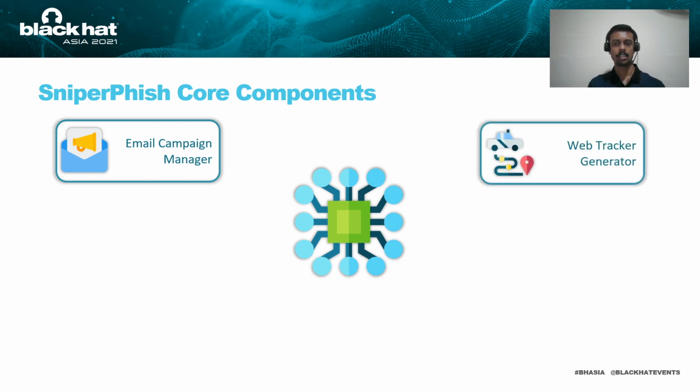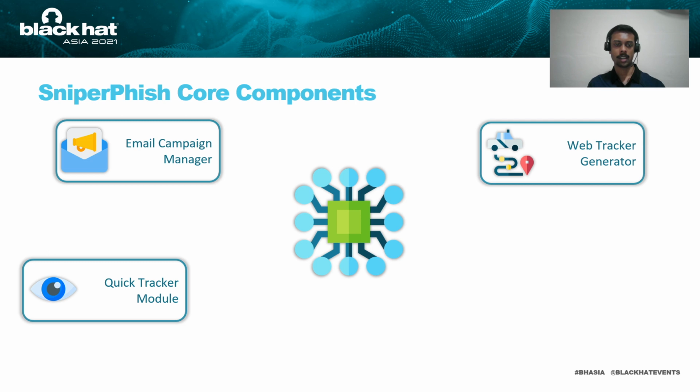The second one is Web Tracker Generator. We know for conducting a phishing campaign, we will be using a phishing email and a phishing website. We need to track data from this phishing website. The web tracker generator helps us to generate code for implementing in the phishing website.